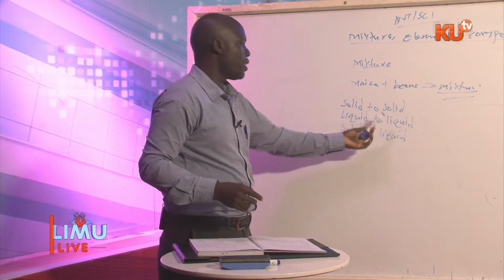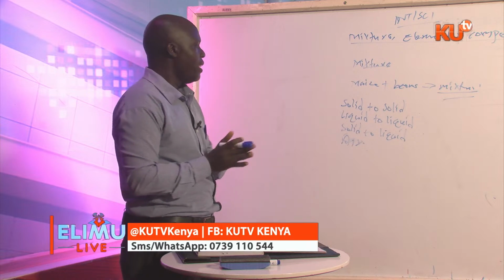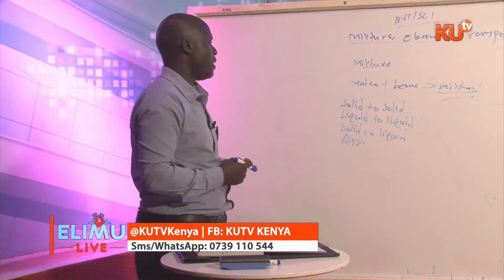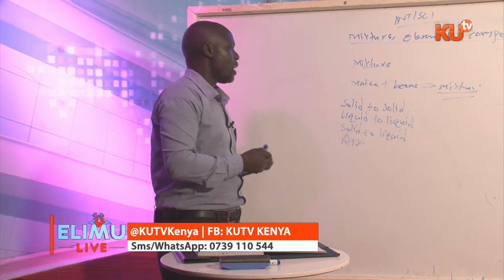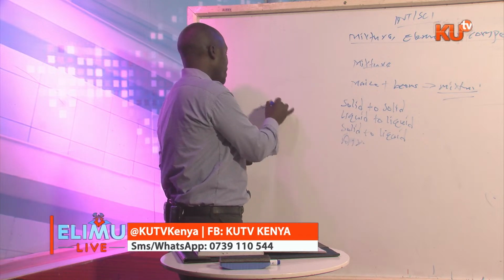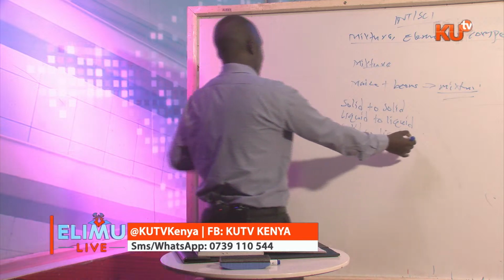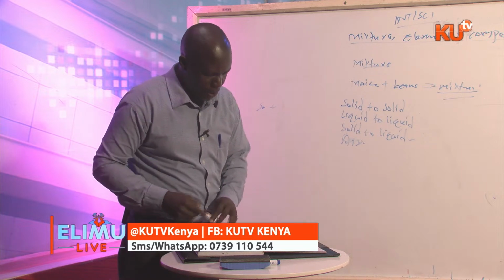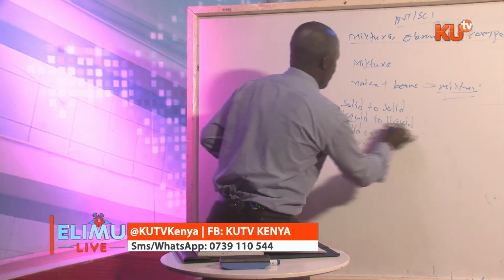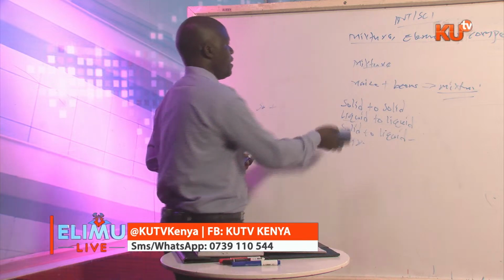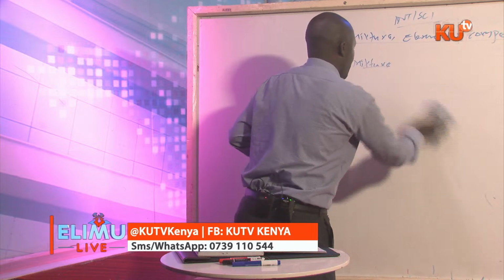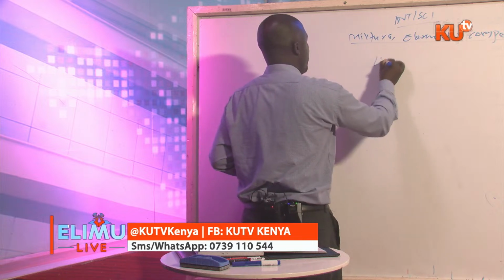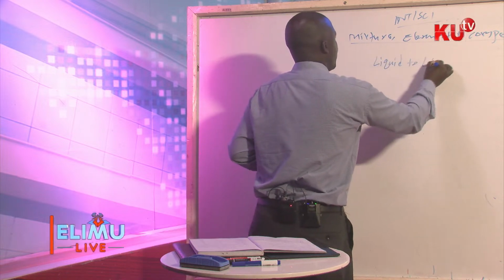Then we have liquid to liquid. This is where we mix two liquids together, and those liquids give us what we call a mixture. Then we have solid to liquid. This is where we take a solid and mix it with a liquid. The mixture we have there is what we call a solid to liquid mixture. Now I want us to look at the liquid to liquid mixture, because from there we are going to come up with another group of mixtures.